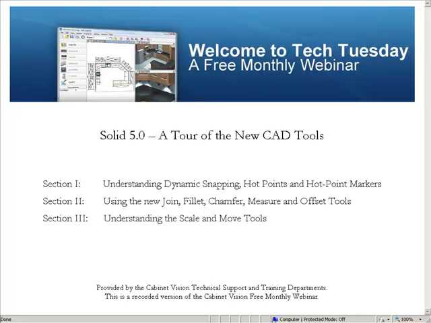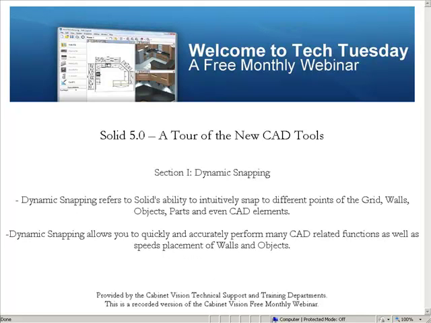Let's start with Section 1. Section 1, Dynamic Snapping. Dynamic snapping refers to solids' ability to intuitively snap to different points of the grid, walls, objects, parts, and even CAD elements. Dynamic snapping allows you to quickly and accurately perform many CAD-related functions, as well as speeds placement of walls and objects. Let's start in solid.